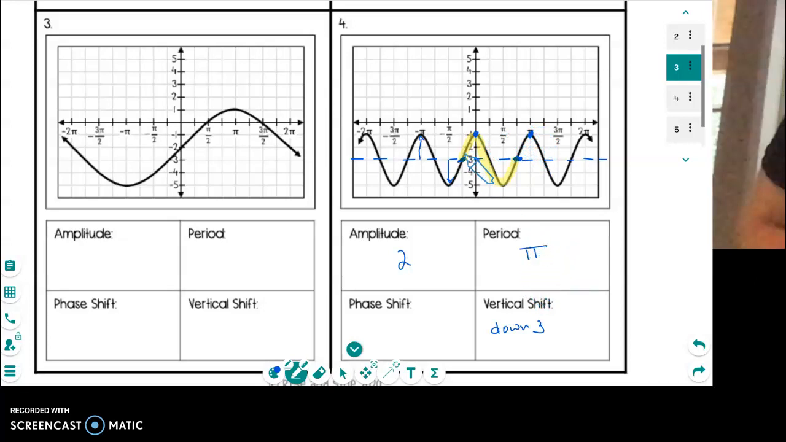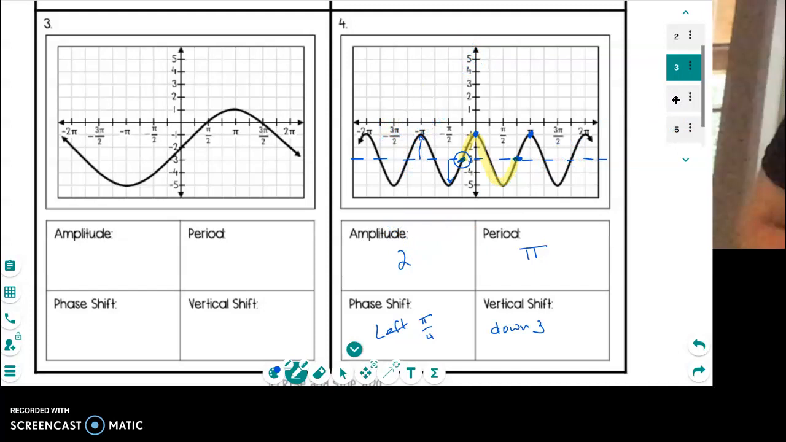The phase shift, you must look for the starting point that is closest to 0. For a sine graph, the starting point is where we go from mid up to max. So there's your starting point there. It is to the left, halfway between 0 and negative pi over 2, which would be left pi over 4. So I want you to identify those. Tomorrow we're going to write the equations for these, but for today I just want you to identify those.